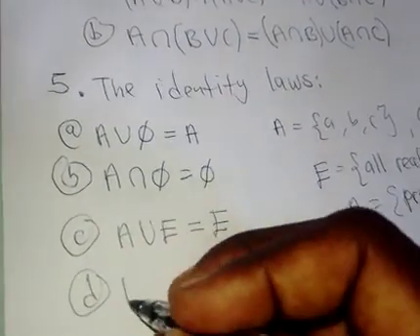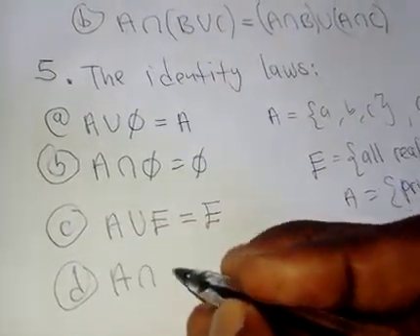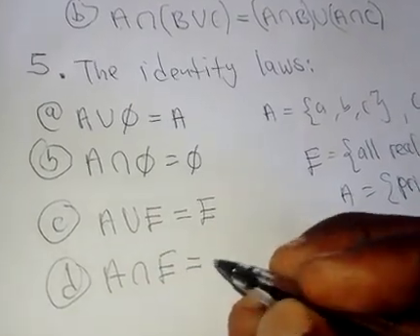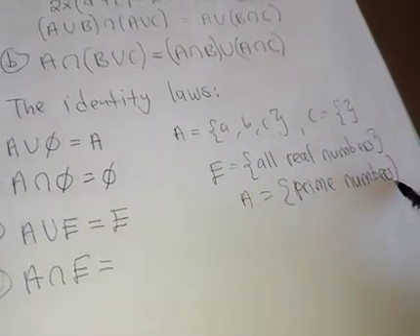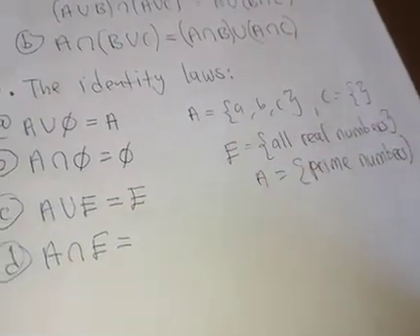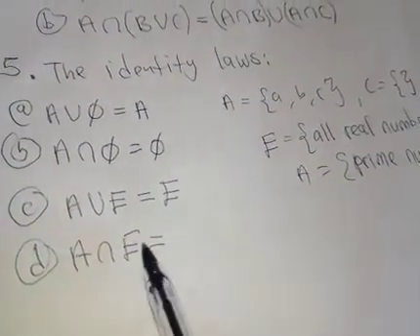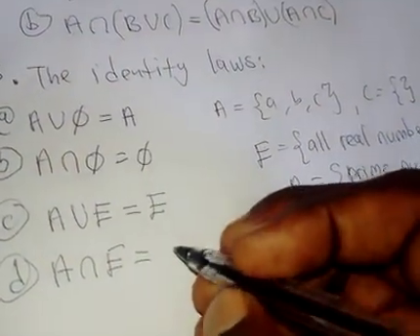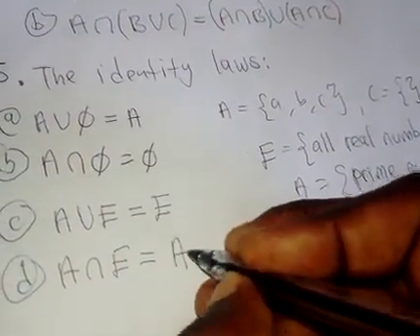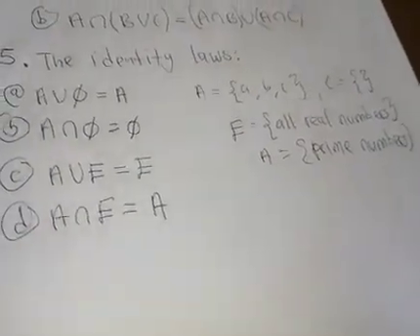Then what about the intersection of any set and the universal set? The intersection of all real numbers and prime numbers, you find it's prime numbers. So the intersection of any set and the universal set is that set itself.